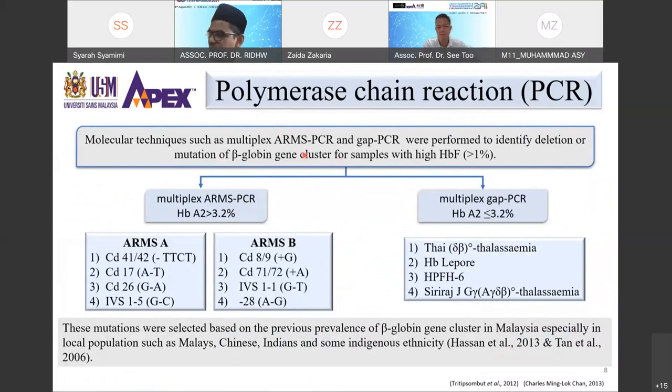In the PCR, we have two types of PCR to detect the deletion or mutation. So this is the mutation for the ARMS PCR, and this is the mutation for the gap PCR. And basically we choose based on the previous prevalence of beta globin gene cluster mutations in Malaysia.